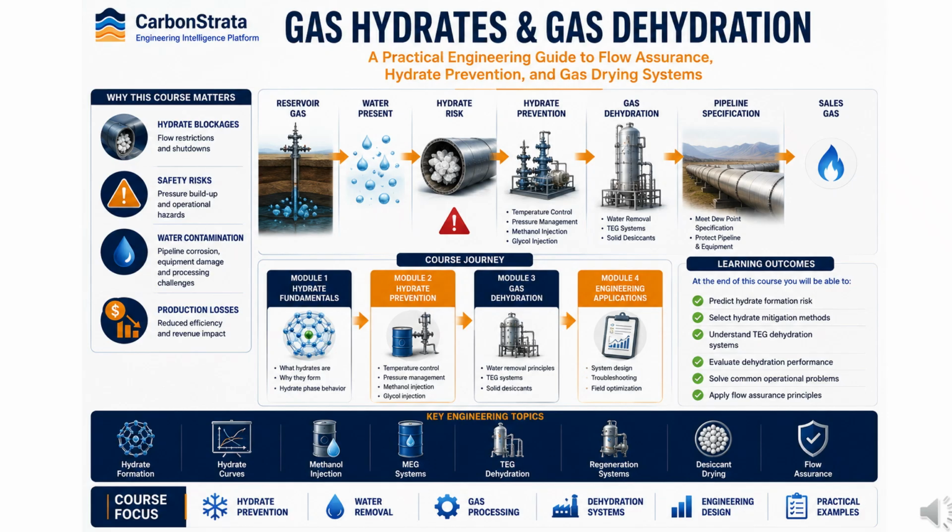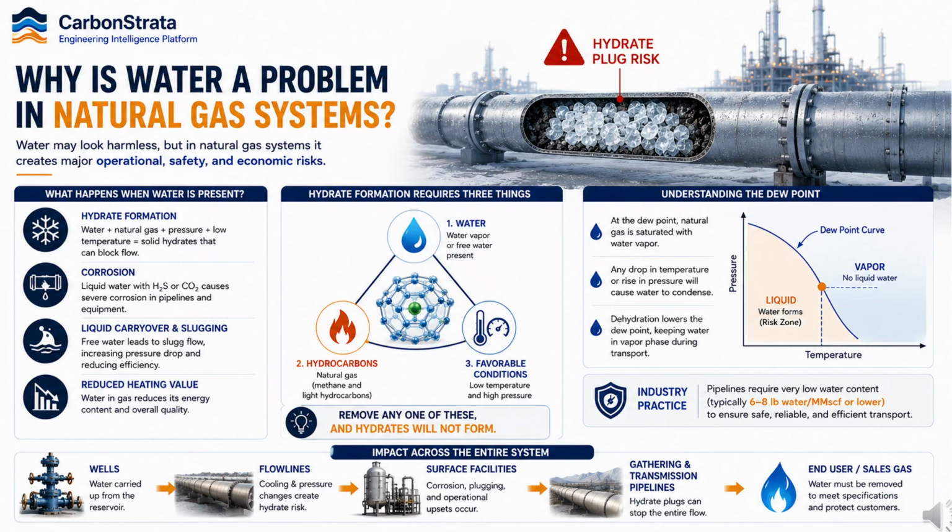To manage this risk, engineers apply hydrate prevention techniques such as temperature control, pressure management, and chemical inhibitors like methanol or MEG. However, the most effective long-term strategy is often gas dehydration, removing water from the gas stream before hydrates can form. Before discussing hydrates, we need to understand why water is such an important concern in natural gas operations.